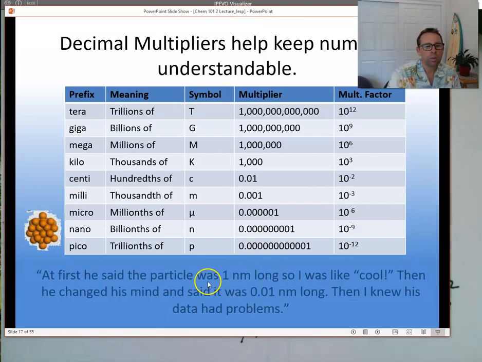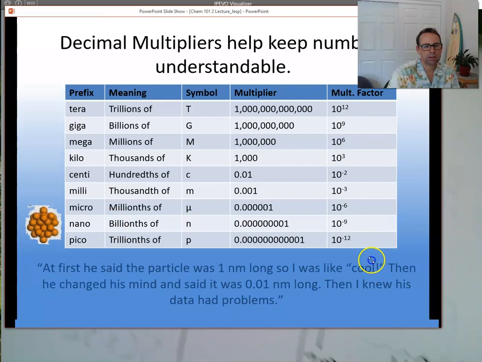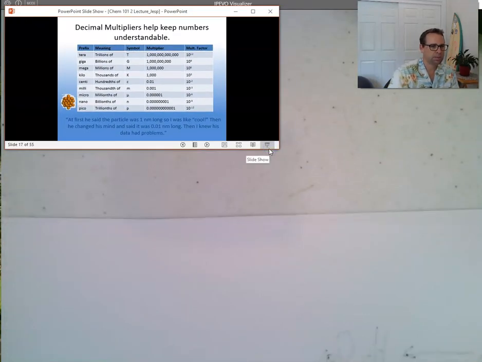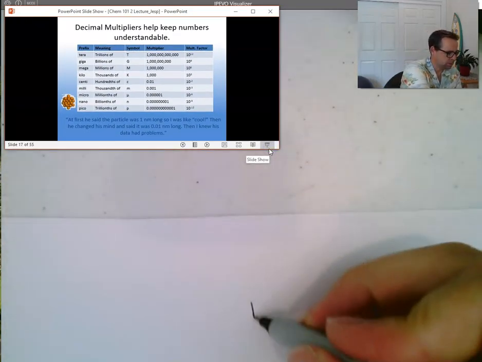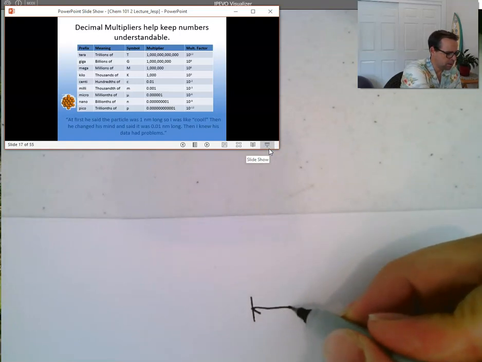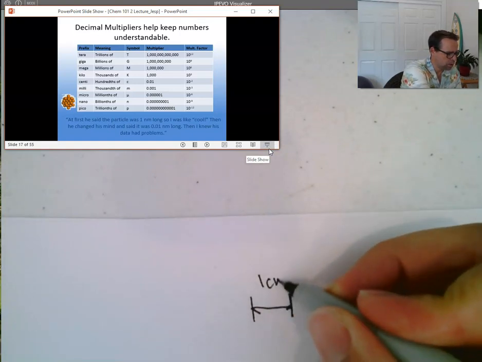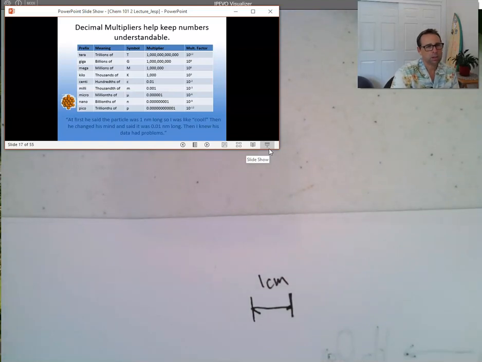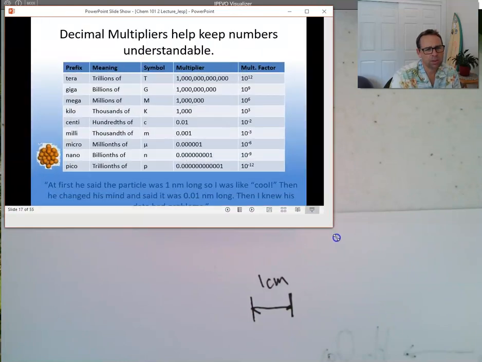All right, so we use these prefixes, and these are the prefixes up here, centa and milli. Have you heard of a centimeter? You've heard of a centimeter, right? A centimeter is about the thickness of your thumb, right? So it's about that long. That's 1 centimeter, right? And now, how many centimeters are there in a meter? Do you know? 100.